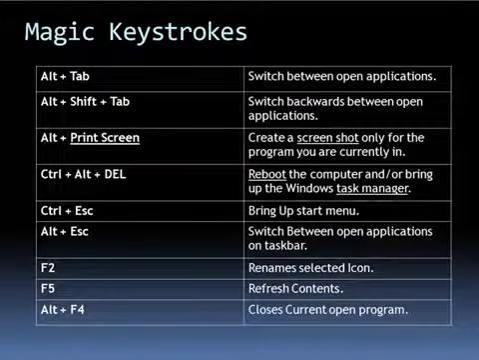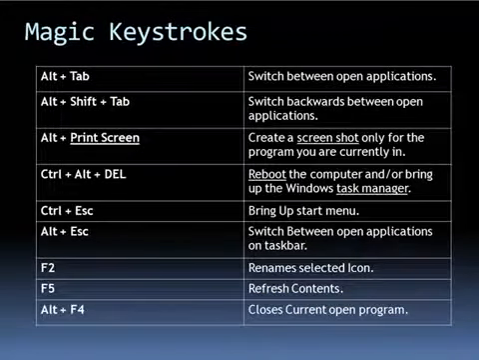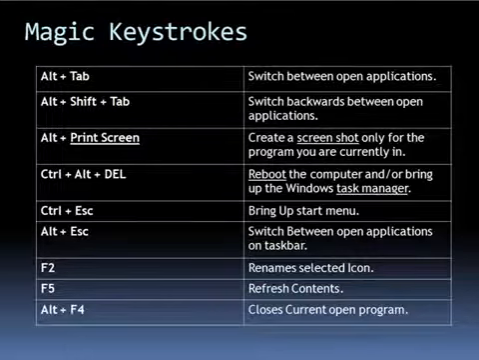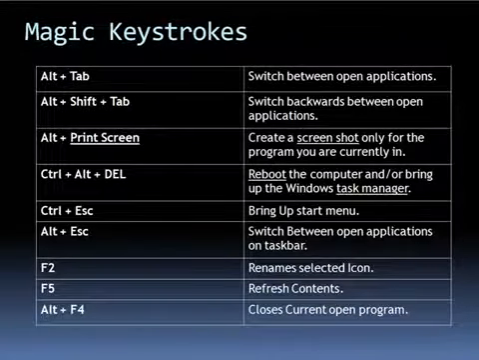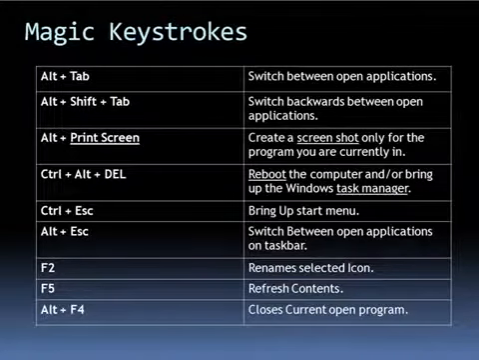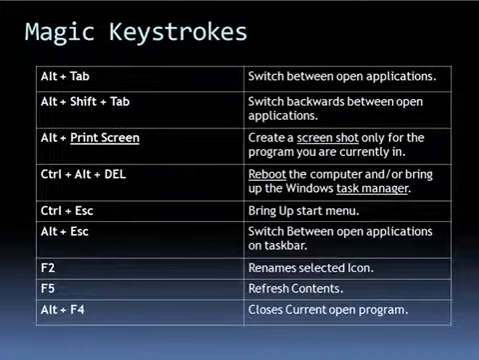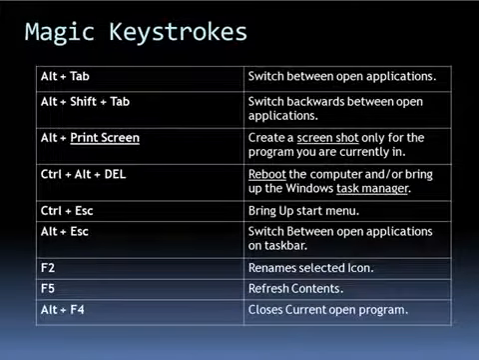Control Alt Delete is also known as the three-finger salute. Basically, it'll reboot the computer or bring up the Windows Task Manager. And from the Windows Task Manager, you can stop a process if your computer hangs or is not responding. Control Escape brings up the Start menu. Alt Escape switches between open applications. F2 renames a selected icon or file. F5 refreshes the page. If you're in Internet Explorer or using something else and it's not showing the changes you made, try F5. Alt F4 closes the current open program.